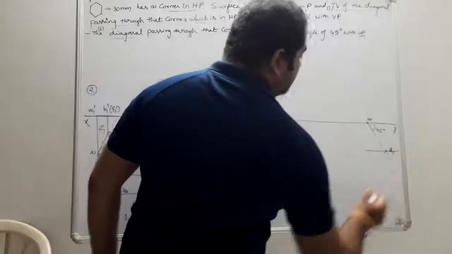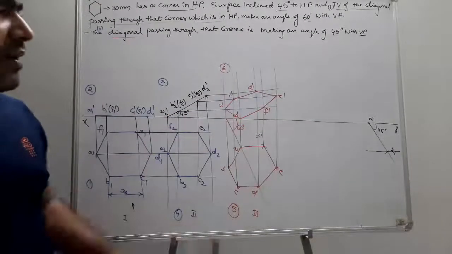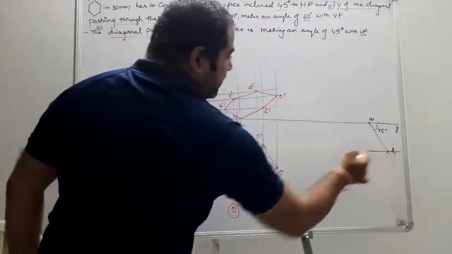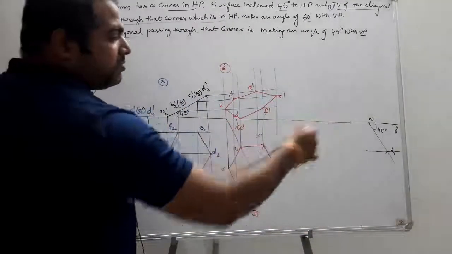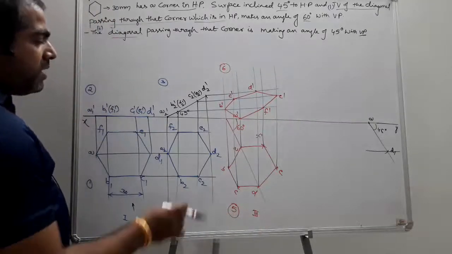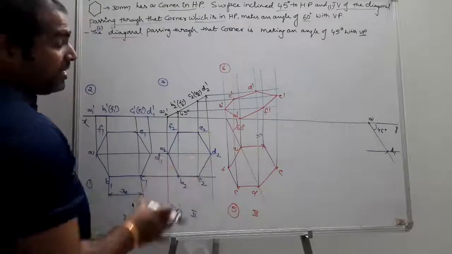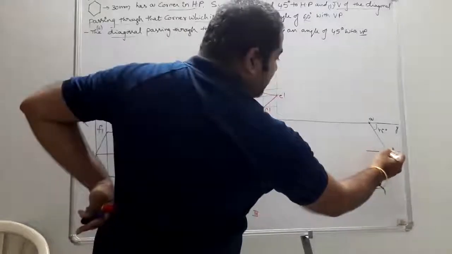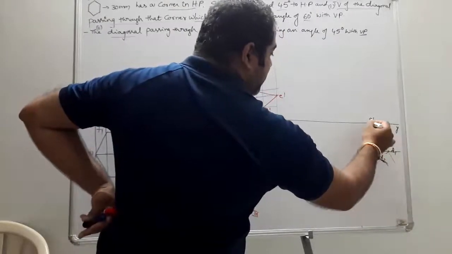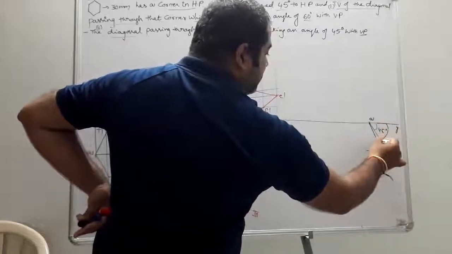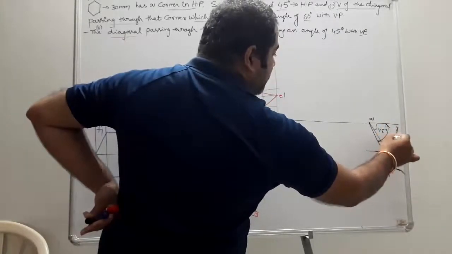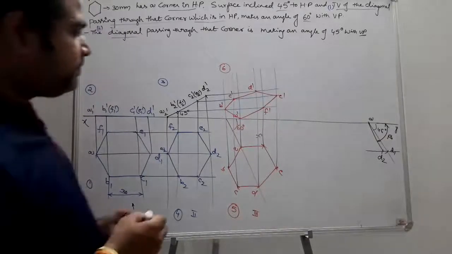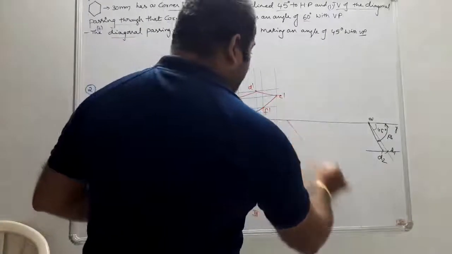Draw a line passing through D1. Draw a line of 45 degrees. Take A as center, A1D1 as radius, and draw an arc to obtain D1. Draw a line passing through D1 parallel to XY. Next, take the reduced diameter, that is A to B2. Take A to B2 as radius, A as center. This becomes D2. Now join A with D2. The inclination with the horizontal becomes your beta. Now draw a line of beta.